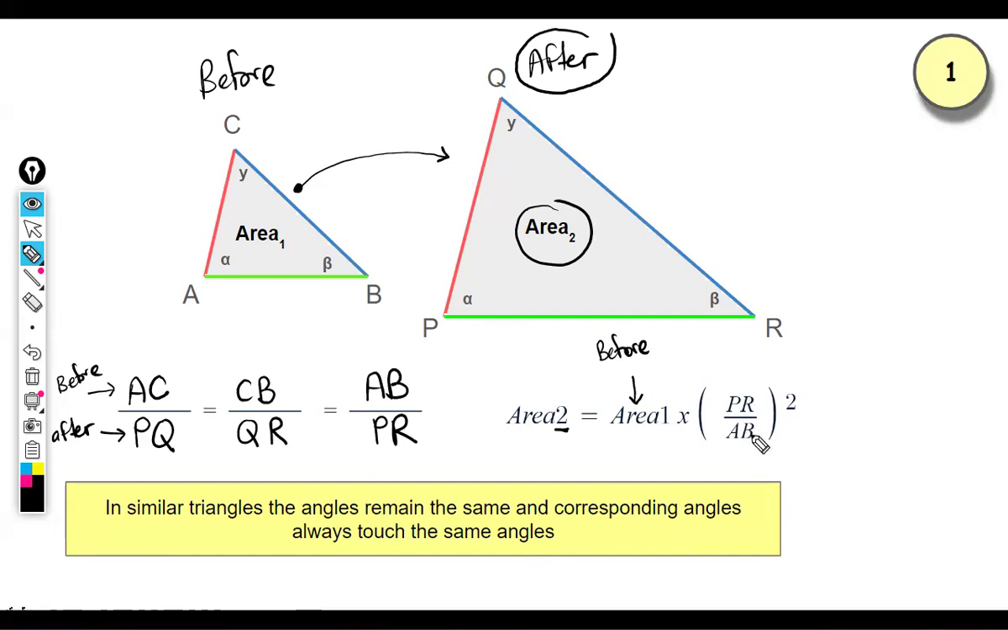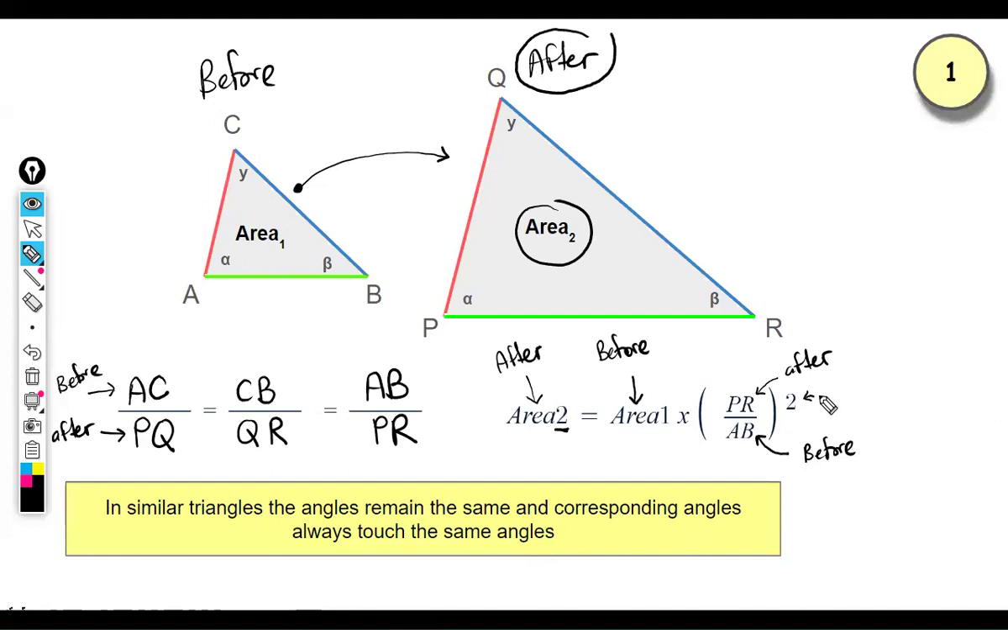For the areas formula, it matters which one goes on top. The top value will always be the length of the after side. So that's PR. He's part of the after triangle. And the underneath will always be the before side. So if you want to calculate the area after, you take the area of the triangle before, that's a small triangle, and multiply by this equation.